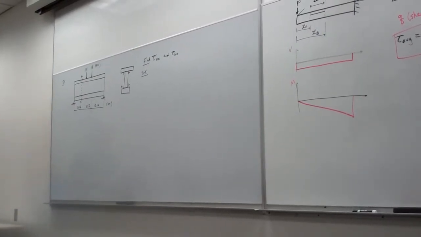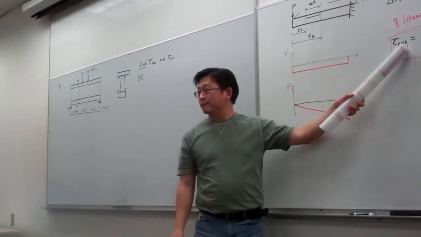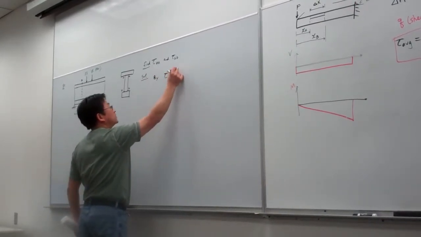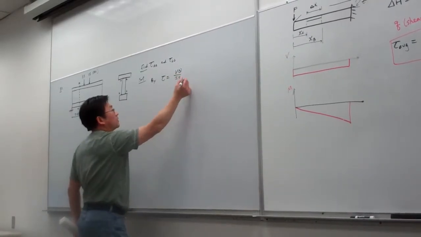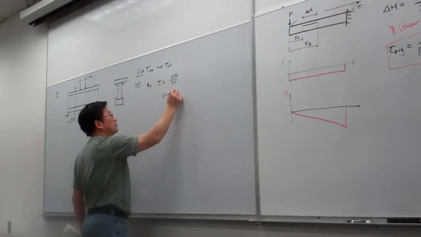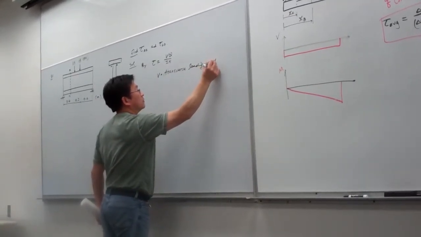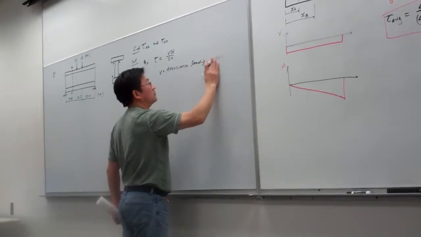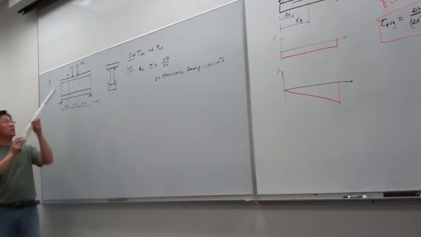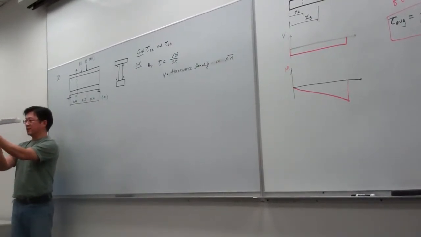So we want to calculate, and using this example, I want to use this formula. For this formula, tau is the generic VQ over IT. And here the V is the transverse loading on the section NN. Which means right now we pick NN as a cross section. The first step, I want to determine what is the transverse loading in this section.